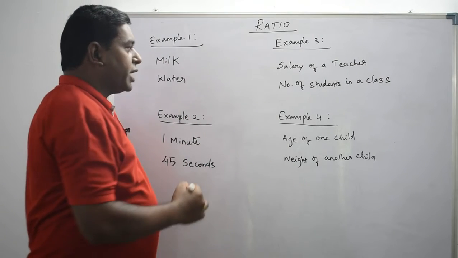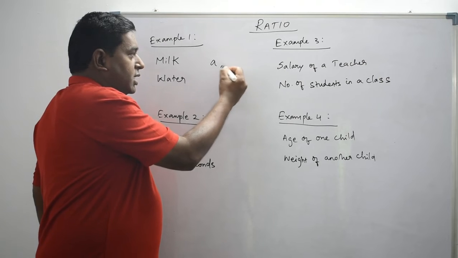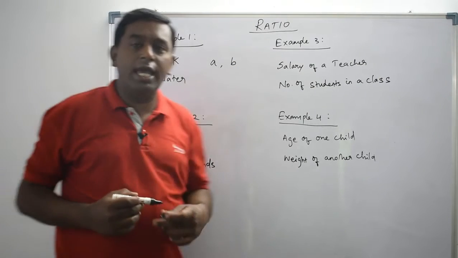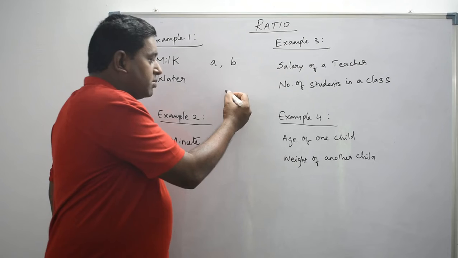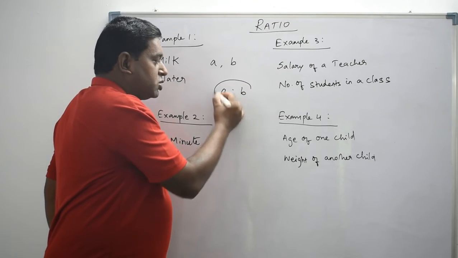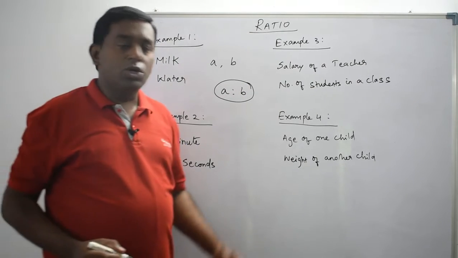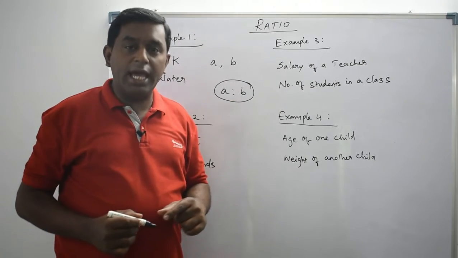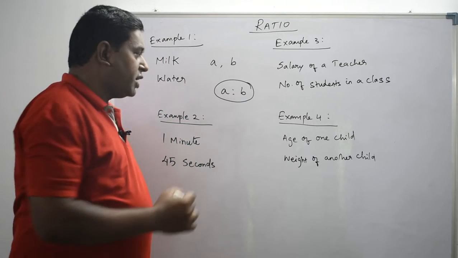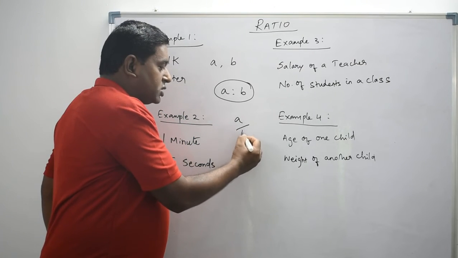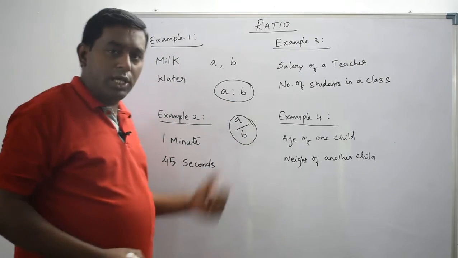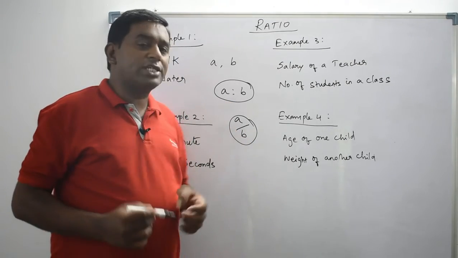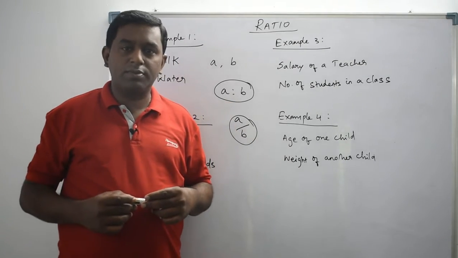Okay, let's see how to write a ratio. Let's consider the two terms A and B. How can I write ratio between these two quantities A and B? It's very simple. A is to B. So this is a ratio between the two quantities A and B. The other way of writing a ratio is fraction. That is a fraction form. So both A by B or A is to B, both are equal. This is just a fraction form of a ratio.